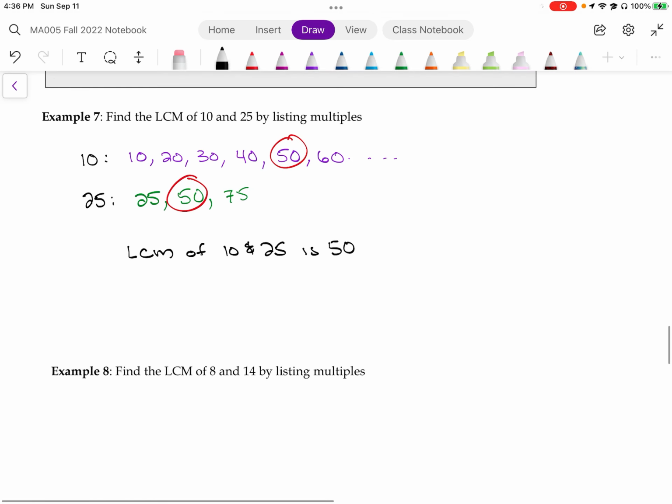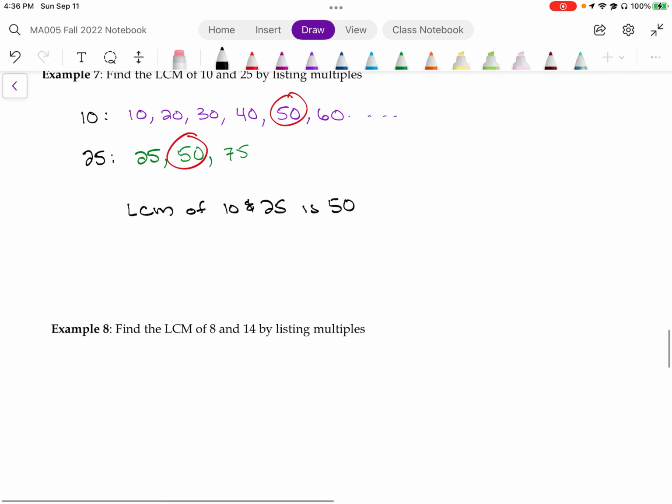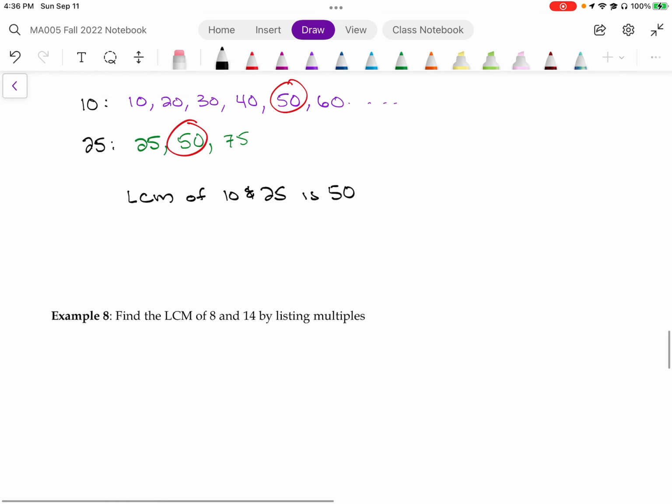All right, so let's do that again for number 8, example 8. So why don't you pause the video, I'll leave that there so you can see it, and try this one.